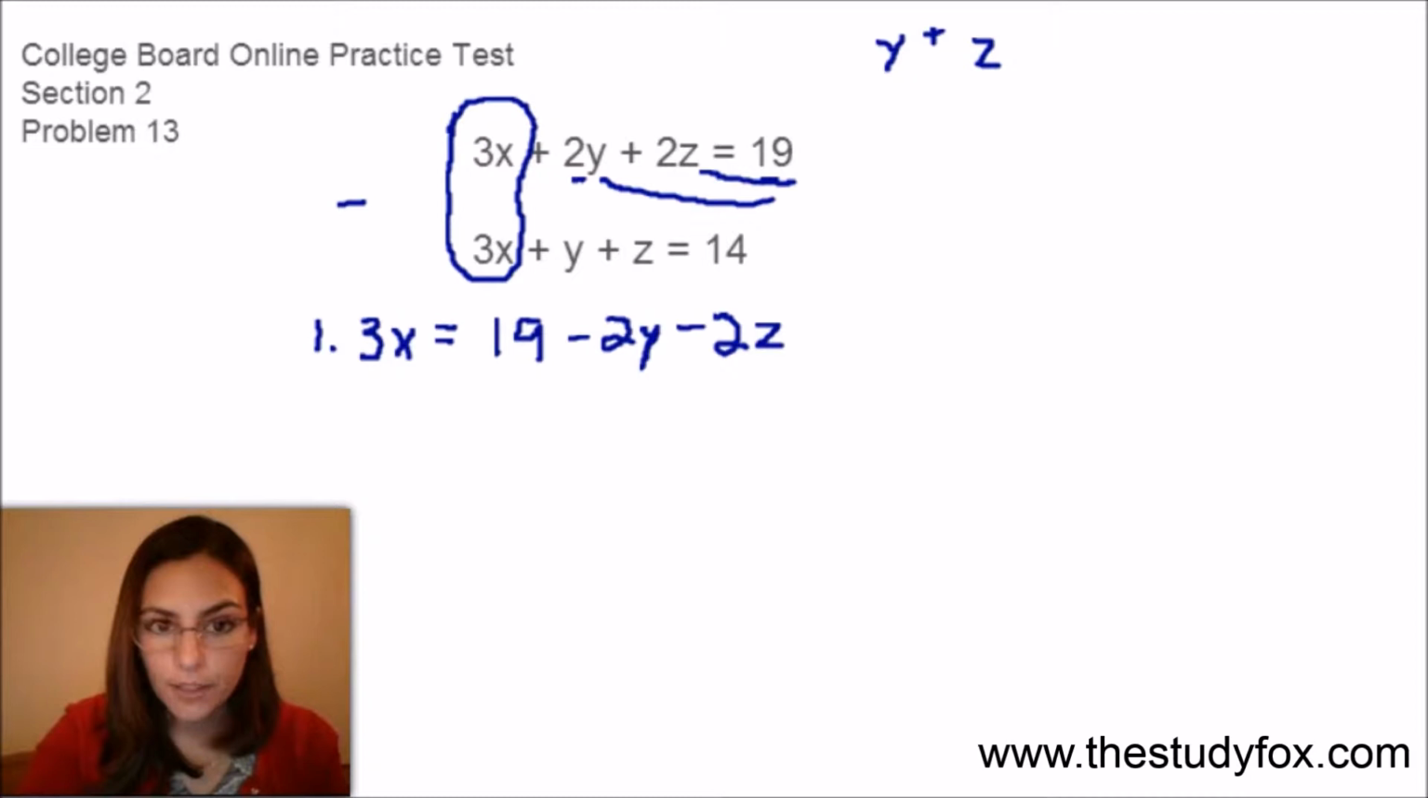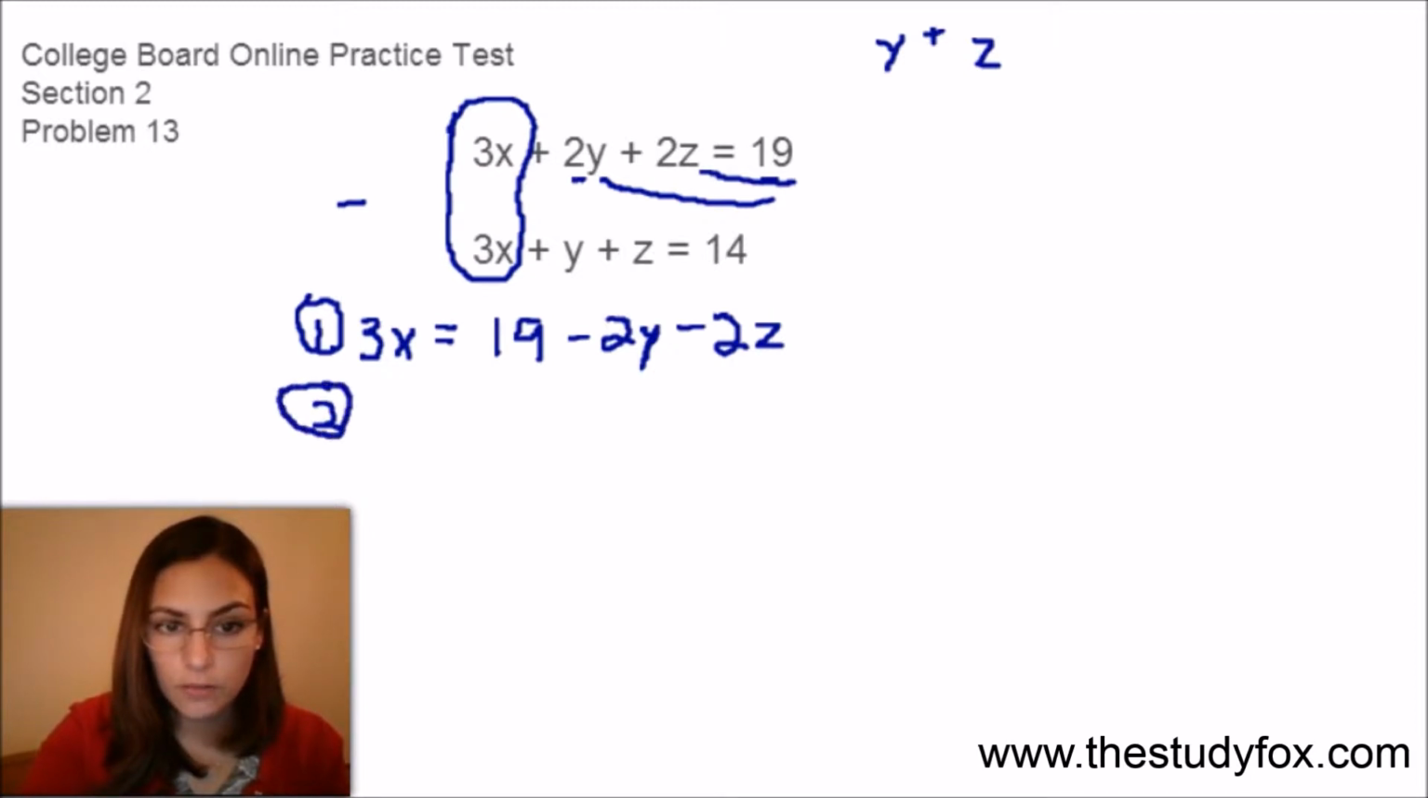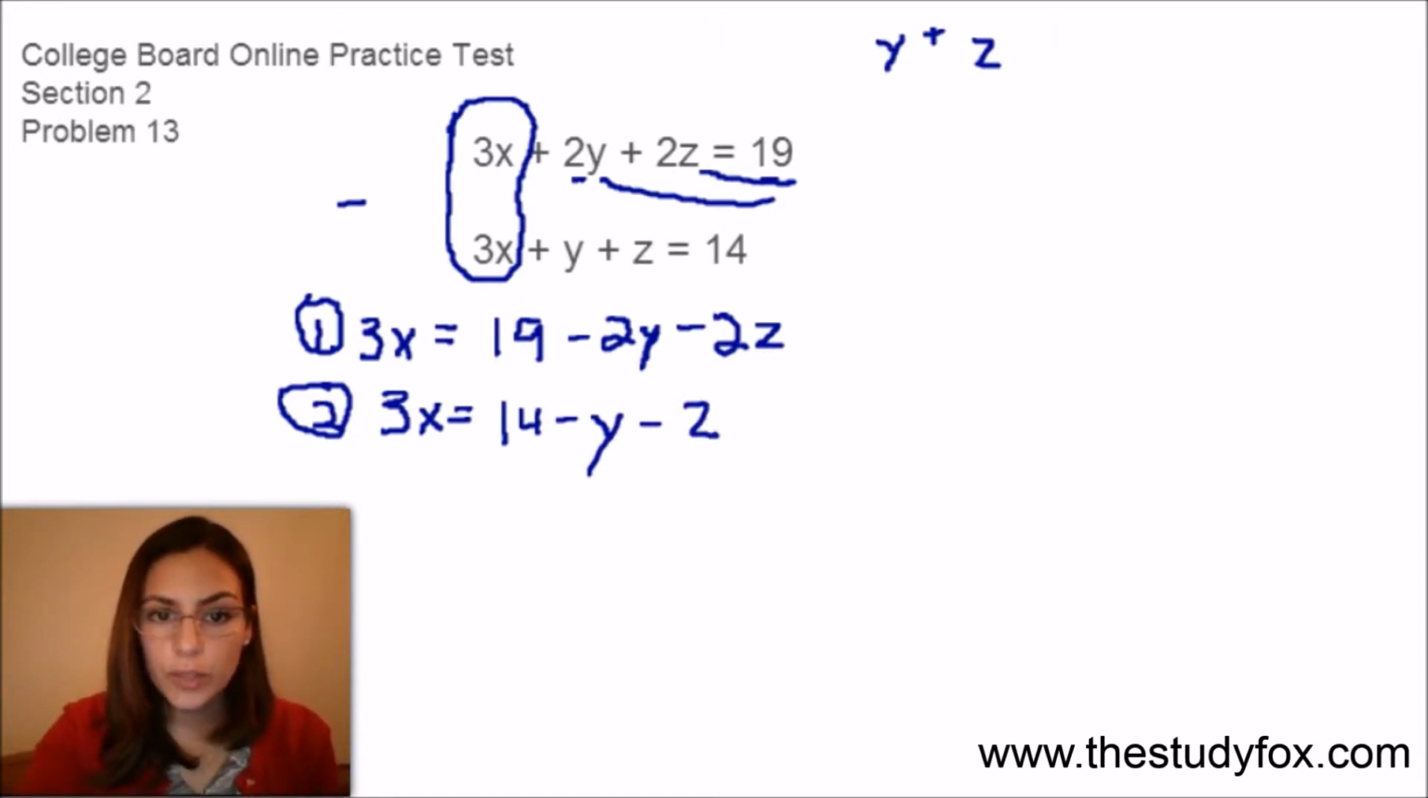Okay, same thing for the other formula. Let me circle this so we don't get confused. Okay, formula 2. 3x equals 14 minus y minus z. Okay, so we know that in both cases 3x equals either this formula or this formula. So we can say since 3x equals 3x that these two formulas must equal each other, right?